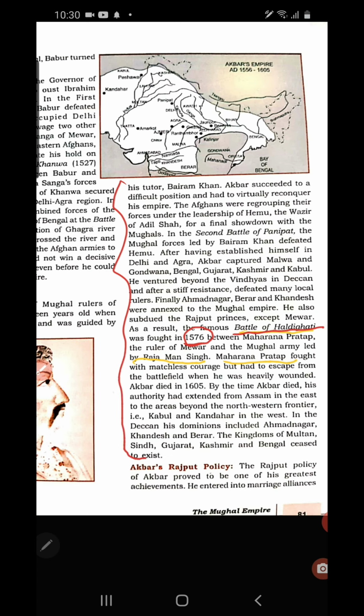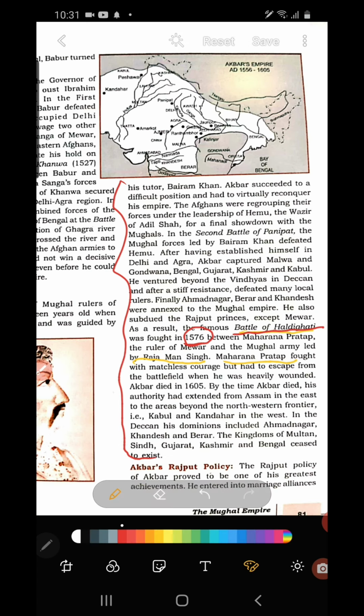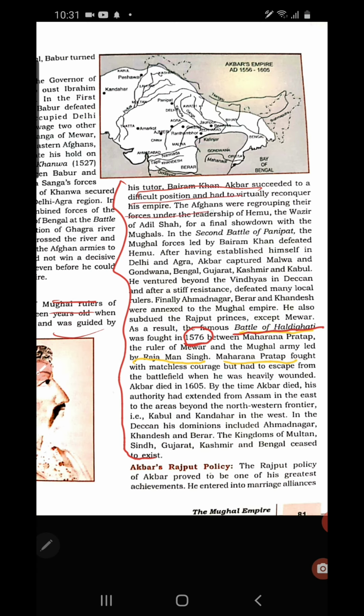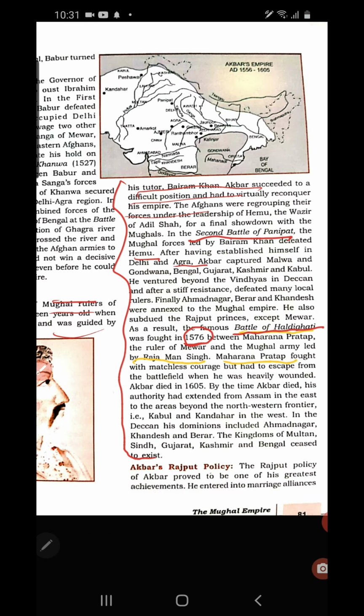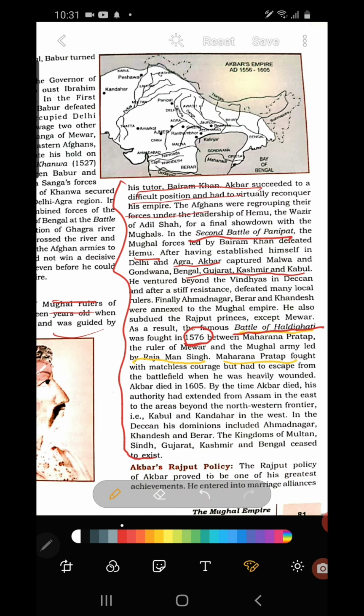All these paragraphs are about his expansion. So you have to study the first few paragraphs about how he came to power. Then another important point in this paragraph is the second battle of Panipat. You have to study that. Then which are the regions captured by Akbar? These names you just have to remember.